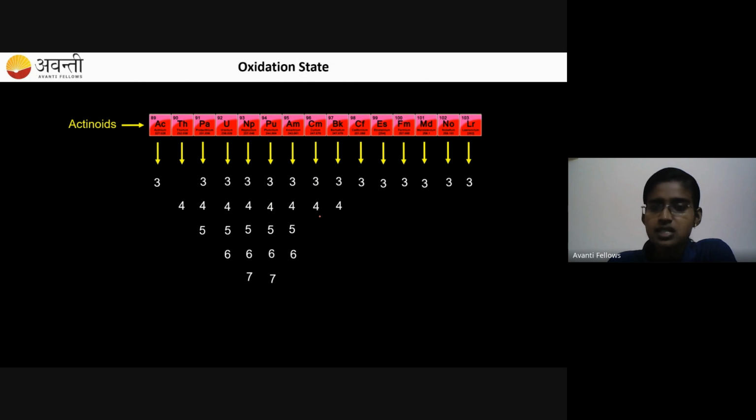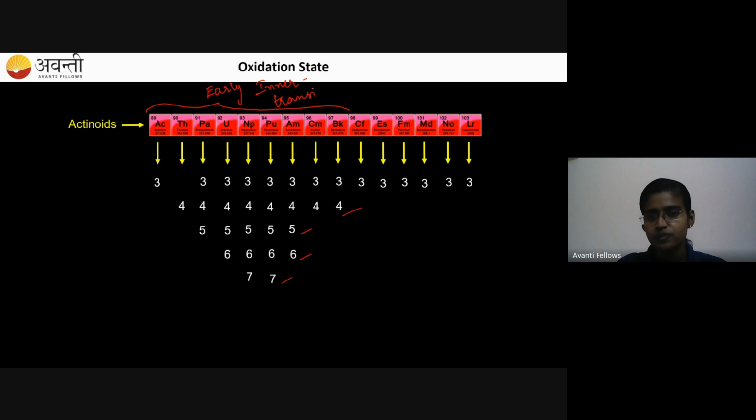Coming to oxidation state, +3 is the common oxidation state for actinoids, and +4, +5, +6 and +7 also exist for some elements. For which elements do they exist? For the early inner transition or F block elements. Since F blocks are under the D block, they are called inner transition elements. D block is called transition elements. Since we are getting the F block from D block, it is inner transition elements.